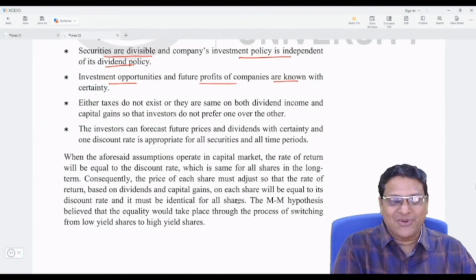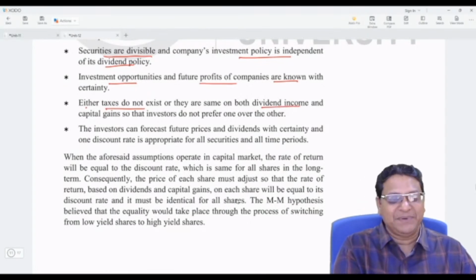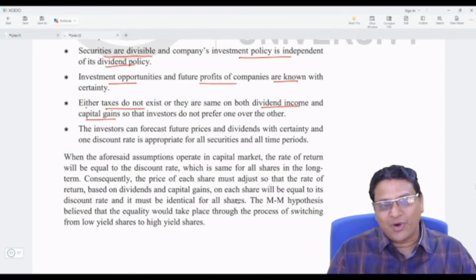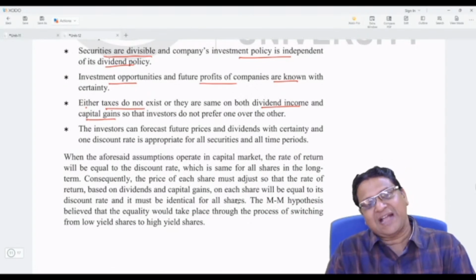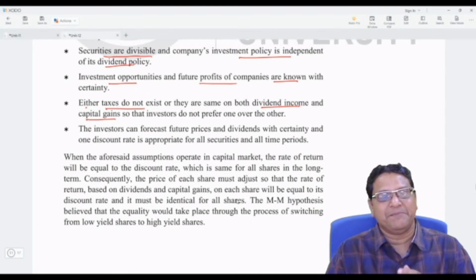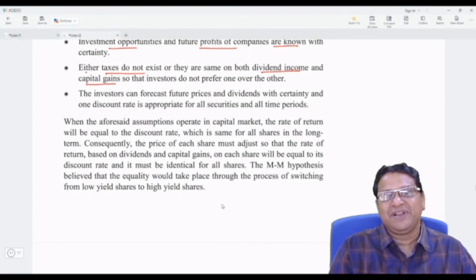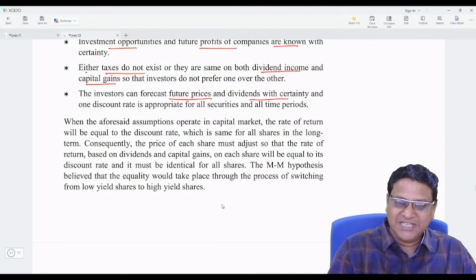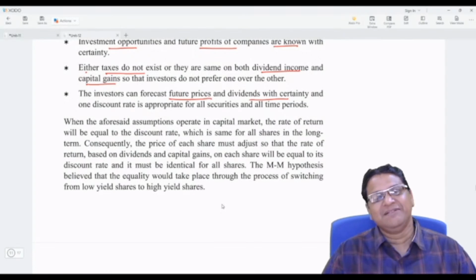Next, tax does not exist, or if it exists, the dividend tax and capital gain tax are equal. So what is the assumption? There is no corporate tax, and if tax exists, the tax on dividend income and tax on capital gain income are the same. Then the investor can forecast future price and dividend with certainty. Investor has a forecasting ability. If all these things are correct, MM tells us dividend policy does not affect the value of the firm.